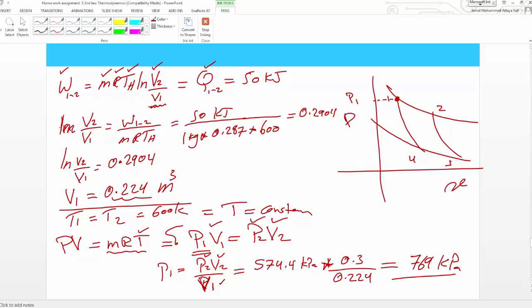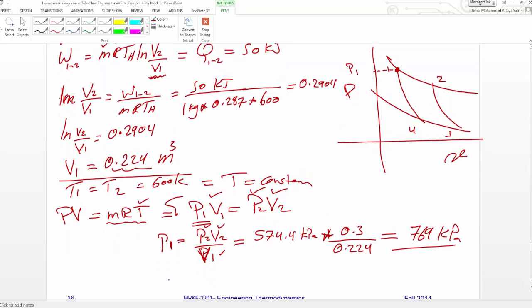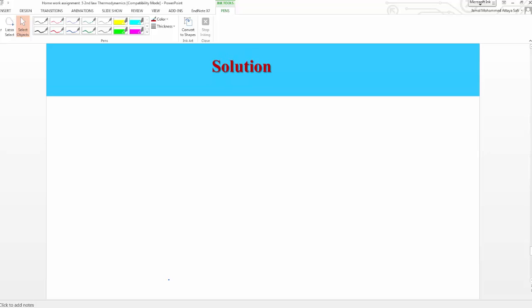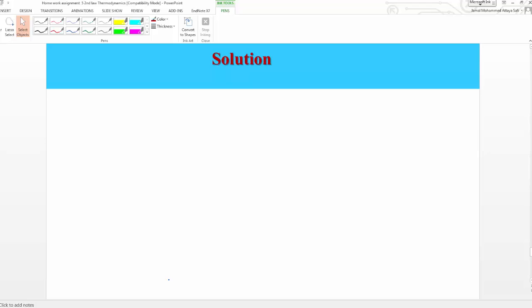So that is P1. So now I have T1, P1, T2, P2, V2, and I have V1. So points 1 and 2 are fully defined. So let's start with process 1 to 2, where we also calculated the work, which is equal to Q, and Q is given in the problem as 50 kilojoule.